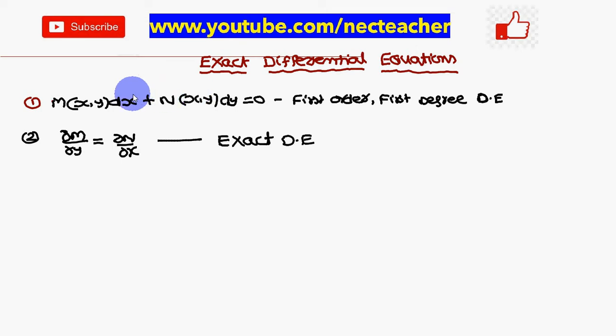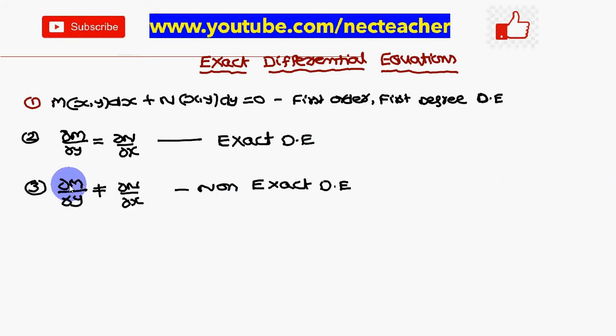Beside M, dx is there. That's why you differentiate M with respect to y, and N with respect to x. M you differentiate with the other variable dy, N with dx. That is a very easy concept to remember. It is non-exact if ∂M/∂y is not equal to ∂N/∂x.